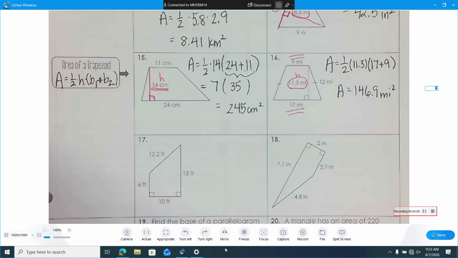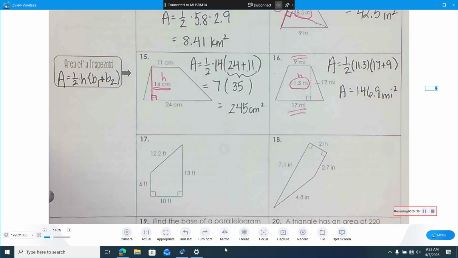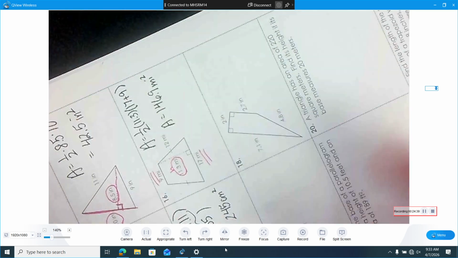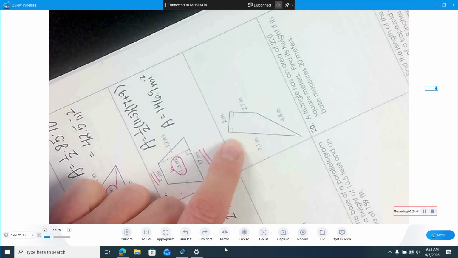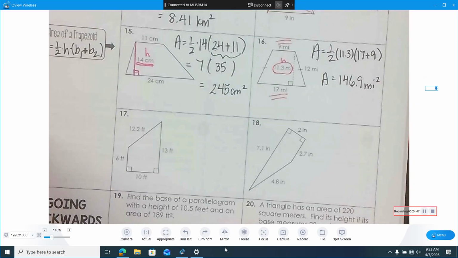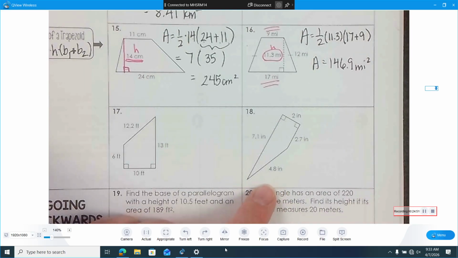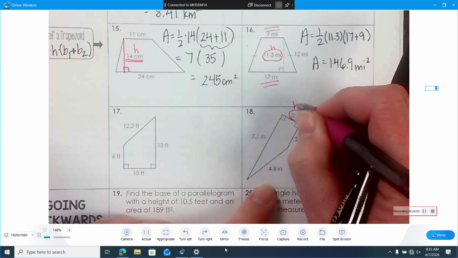All right, let's look at number 18 again. It's kind of wonky, isn't it? I would like to take this and sort of spin it around so I'm looking at sort of a bottom and a top. Do you see that? Like, does that make it better or worse? I don't know. But what's the height in this one? 2. Yeah, very good. That's our height.